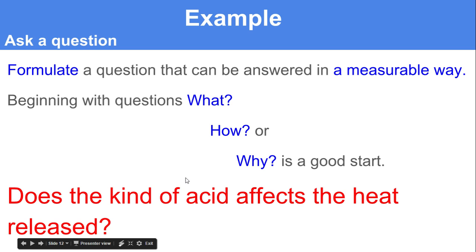And we ask a question. We formulate a question that can be answered in a measurable way. We said it was important to answer in a measurable way. Beginning with questions like what, how, or why is a good start. So, in our situation, a question that we can come up with is, does the kind of acid affect the heat released?